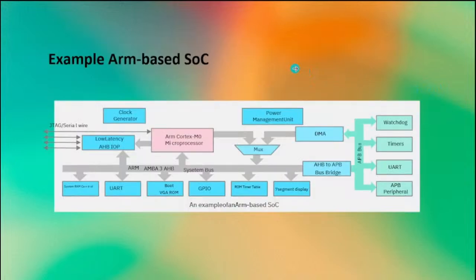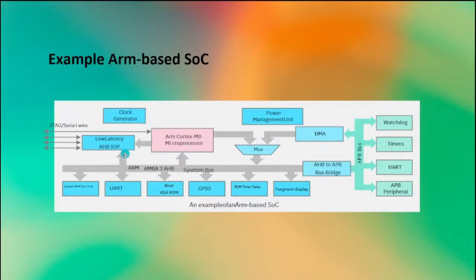So this is one basic architecture of an SoC. This is an ARM-based SoC architecture. You can see the ARM Cortex M0 processor, direct memory access, MUX, system RAM control. UART is used for interfacing wearable devices. VGA is nothing but a VGA monitor, then GPIO, ROM, timer, seven-segment display, watchdog timer, and the APB peripheral bus used to connect peripheral devices like a printer, and then the clock generator. This setup is called ARM architecture.